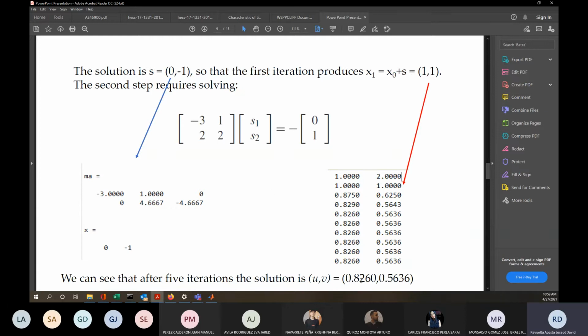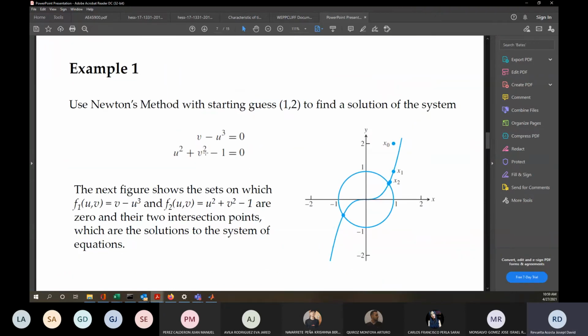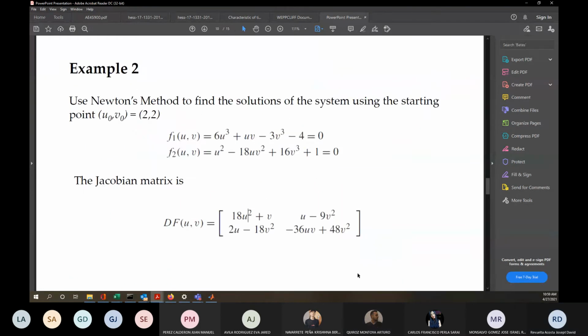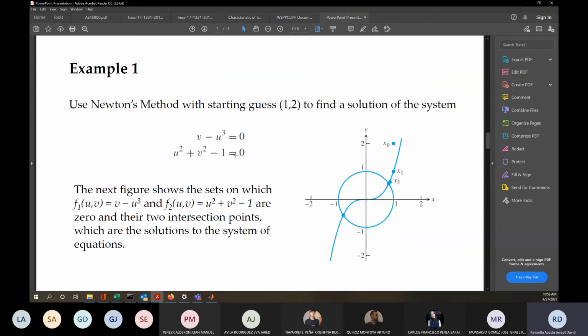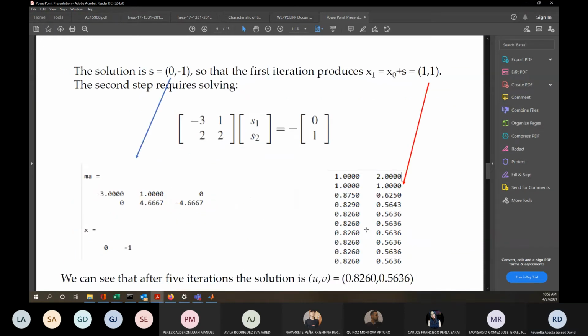Lo que quiero que me hagan es que me sustituyan estos valores, 0.8260 y 0.5636, en esta ecuación. Profe, 0.8260 sería U. U and B, exactamente. Sí, la primera es U y la segunda es B. Quiero que me lo sustituyan en esta ecuación, en la inicial. Bueno, ahí me da 4.024 por 10 a la menos 5.